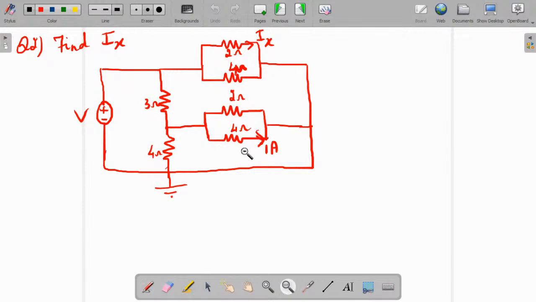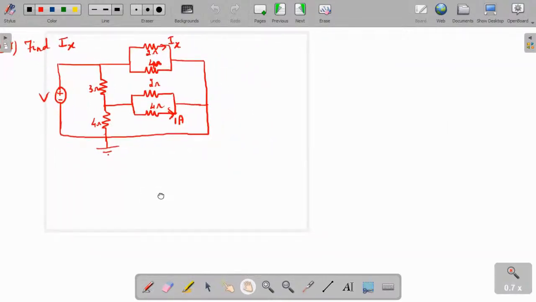Then this was our second question, right? Meanwhile, post your answer, I think you must have solved it. What is the answer for this Ix? What is the answer?